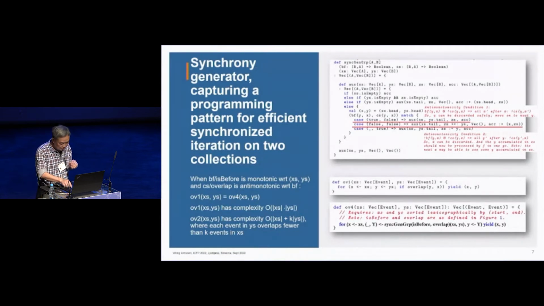So just to illustrate, OV1 is the previous overlap query, and OV4 is basically the same query, but now using the synchrony generator. Okay, it's very short, and the complexity is again linear if k is very small. So this is what a synchrony generator will buy you.